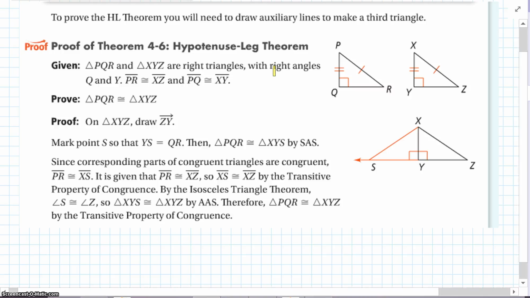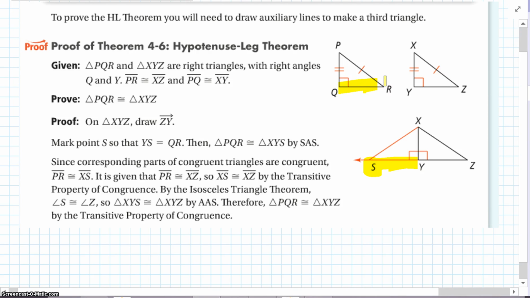So the first thing we're given is triangle PQR and XYZ are right triangles with right angles Q and Y, and the hypotenuses are congruent. As you can see, PR is congruent to XZ and PQ is congruent to XY. So we're going to prove congruency. Here's what we're going to do. We're going to mark a point S, and we're going to draw a ray ZY. Mark point S so that YS, this length right here, is equal to QR.